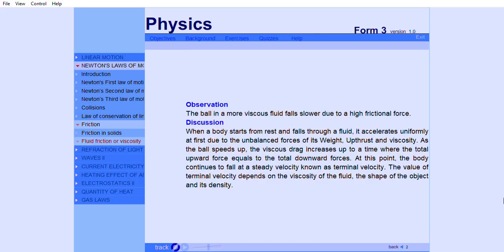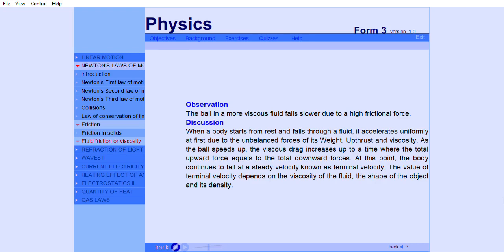Observation. The ball in a more viscous fluid falls slower due to a high frictional force. Discussion. When a body starts from rest and falls through a fluid, it accelerates uniformly at first due to the unbalanced forces of its weight, upthrust, and viscosity.